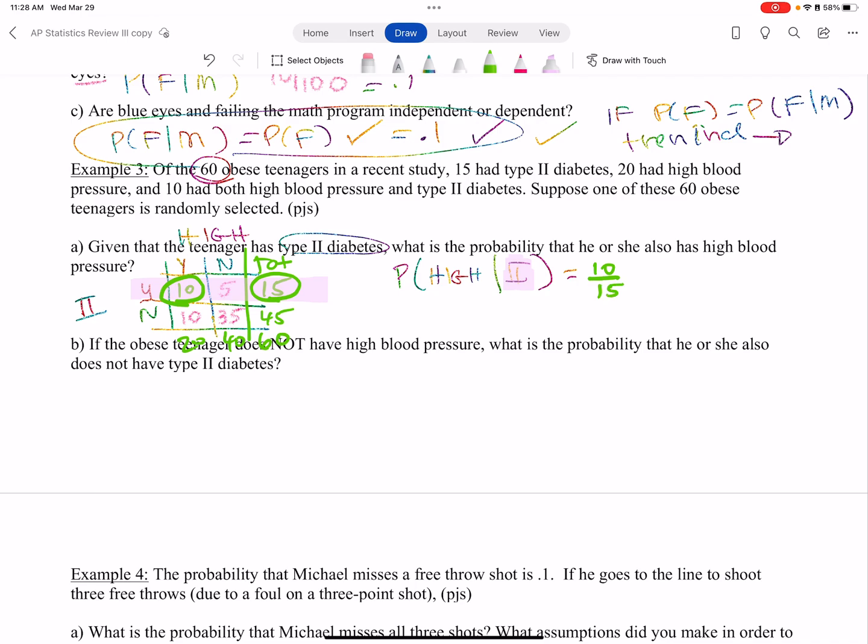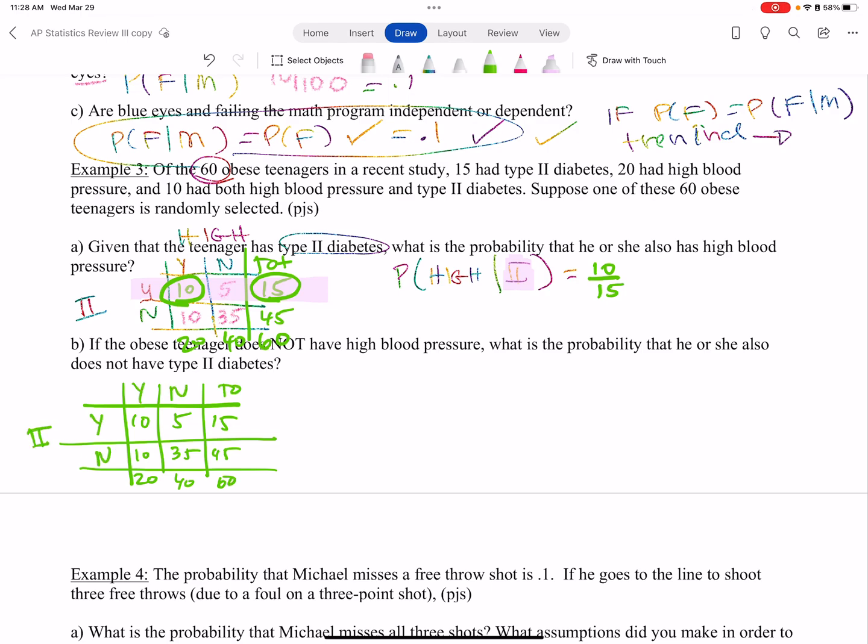The next one says, if the obese teenager does not have high blood pressure, so I'm going to quickly show you the same thing. Let's go 10, 5, 15, 10, 35, 45, and 20, 40, 60. This was my yes, no. These are for type 2. Yes, no, and that's total. And this is for high blood pressure.